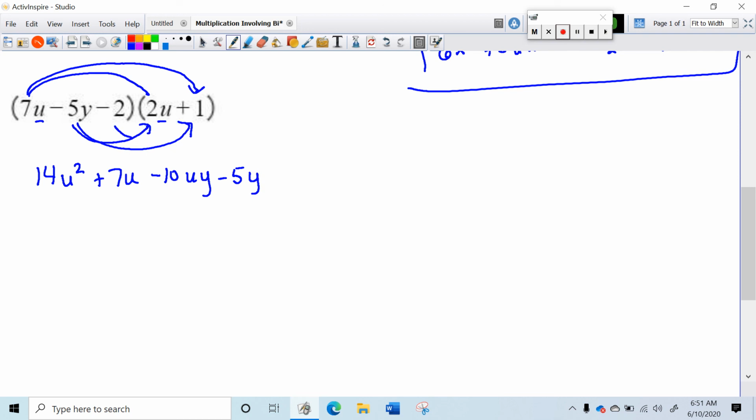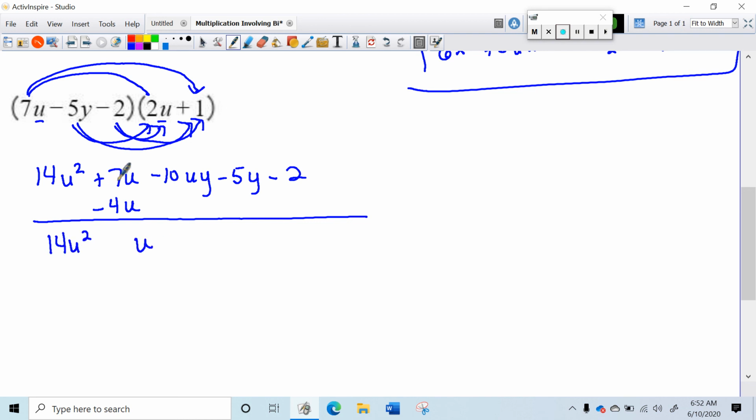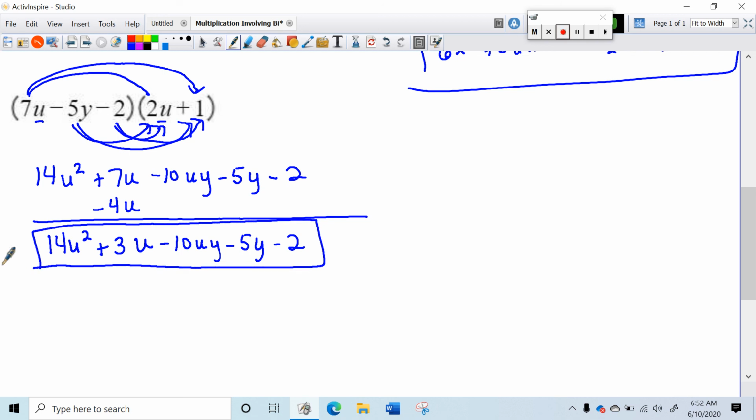Now distribute the negative 2. Negative 2 times 2 is negative 4u. I'm going to put that in my u column. That way I can combine the like terms very easily. Negative 2 times 1 is negative 2, and I don't have a constant column, so I'm just going to put that at the end. So my final answer is going to be 14u squared. For my u's, 7 take away 4 is a positive 3, and everything else gets brought down because there's nothing else to combine them with that are like them. To combine like terms, they have to have the same variable and the same exponent.